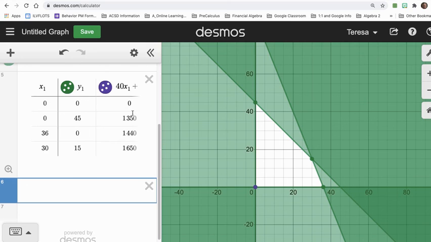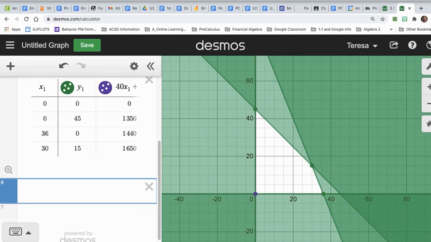Isn't it so nice that somebody else programmed this for us? Love, love, love Desmos. Always will. They just keep improving. All right. So you know you're going to get your practice at this. Honestly, the hardest part is coming up with the constraints. When you have that, we'll let Desmos help us out.